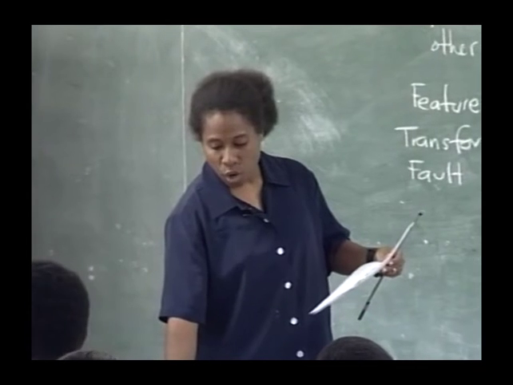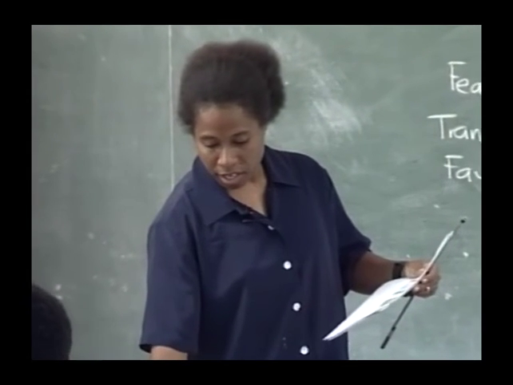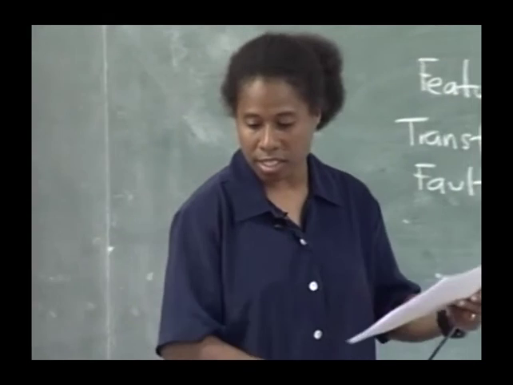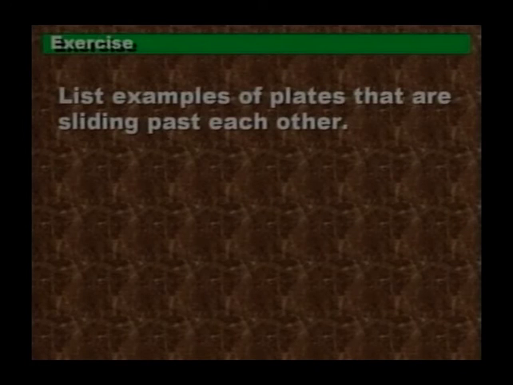Okay, let me give you your homework. The homework that I'd like you to do is, we did examples of listing the plates that converged and the plates that diverged. So for your homework, I'd like you to list examples of plates that are sliding past each other. So examples of plates sliding past each other, that's the third movement that will be done for your homework.